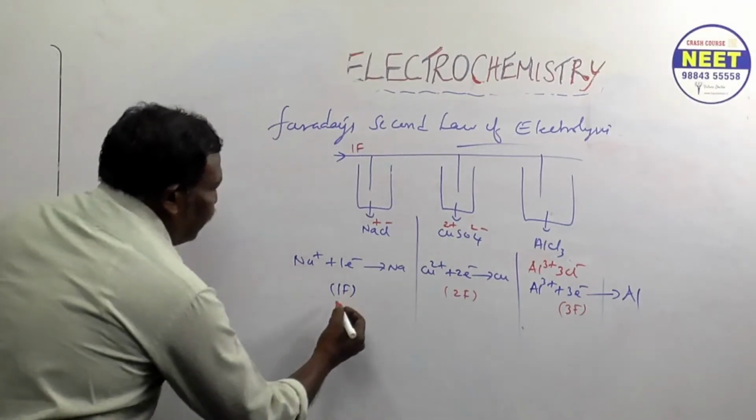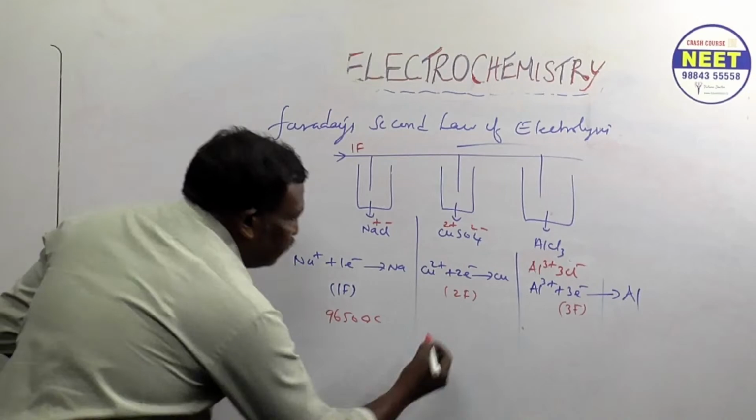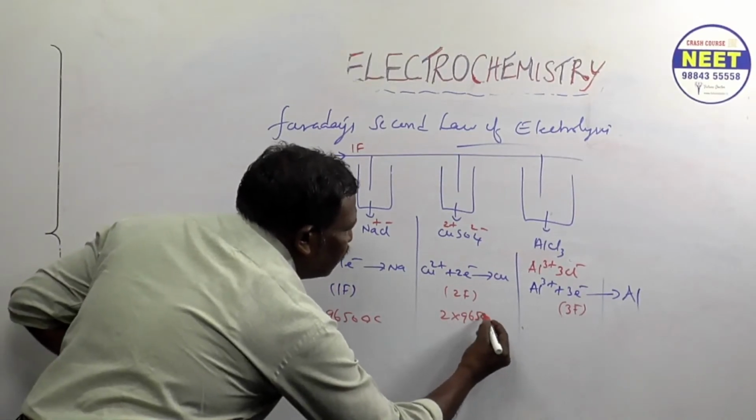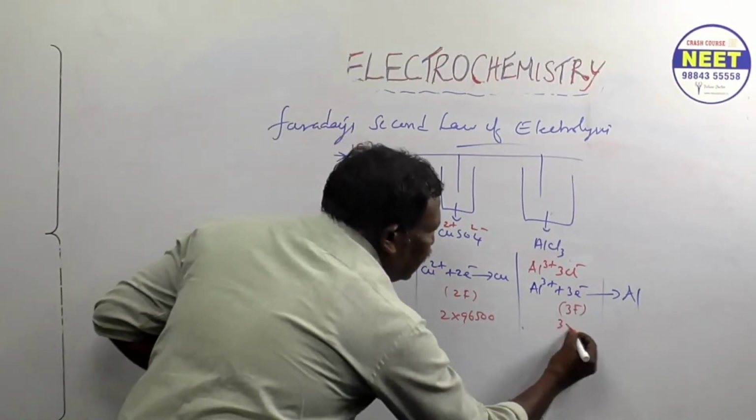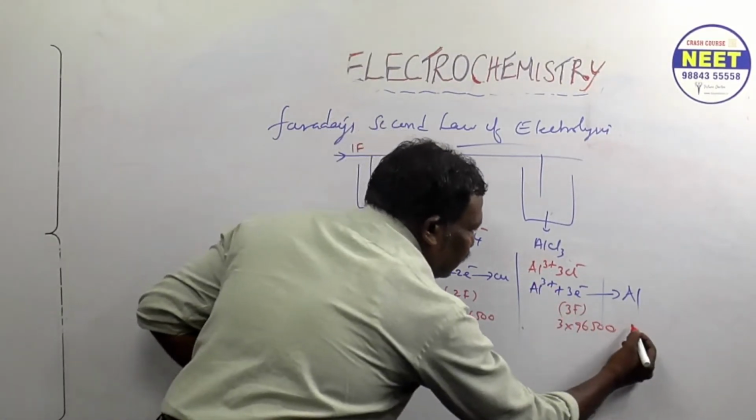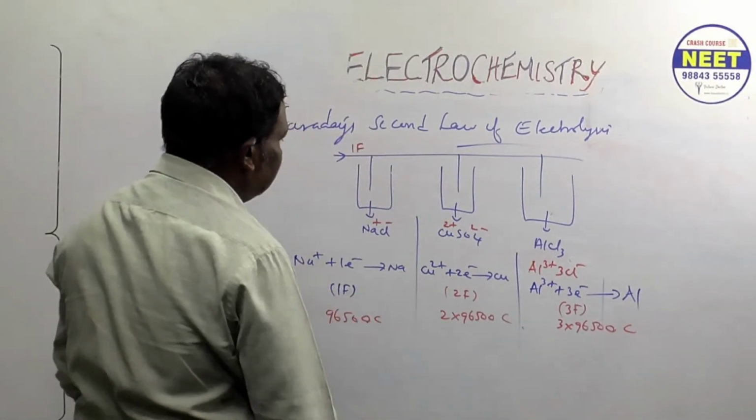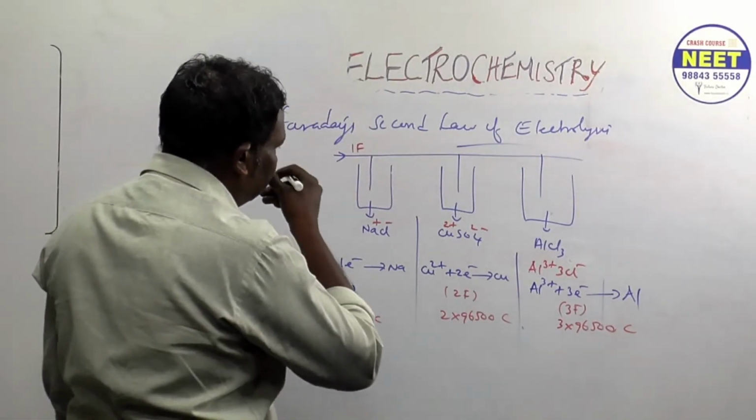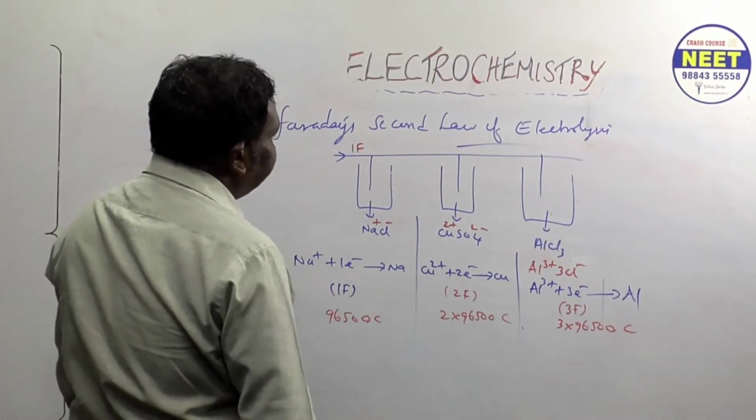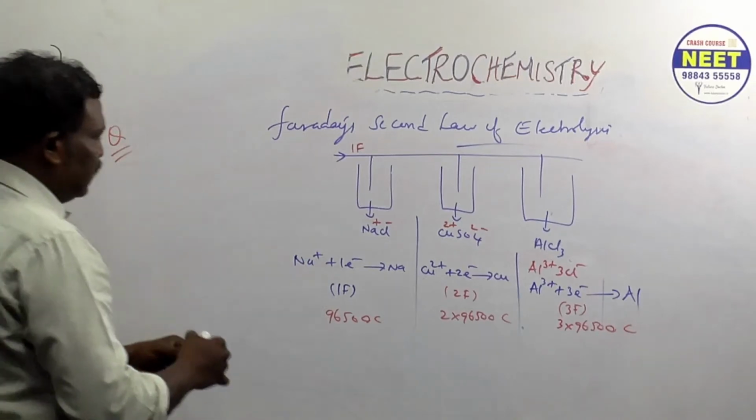Say 1 Faraday means how many coulombs? 96500. 2 into 96500, 3 into 96500 coulombs. Suppose they will ask in Faraday, or sometimes they will ask in coulombs. Coulomb means this answer. Understand? This one is important. Last question, only one question, right? That's all.